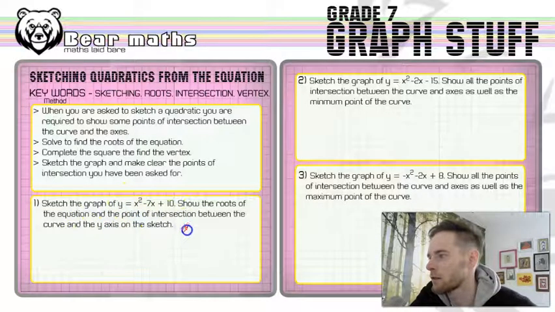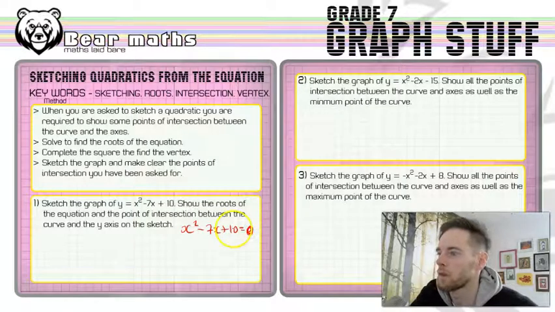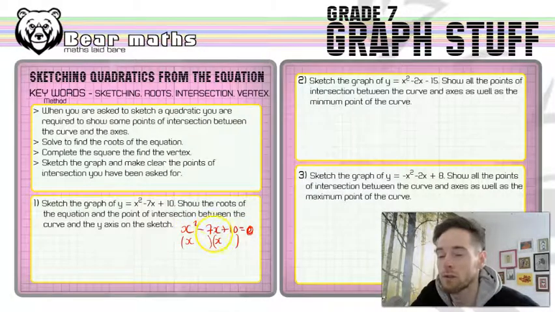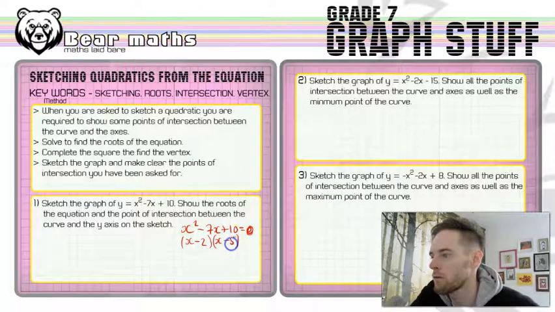Let's write down x squared minus 7x plus 10 equals nothing, because that's what we have to make the equation equal to in order to solve it. And this is just factorizing a quadratic. If you don't know what I'm doing here, go back and watch the Factorizing Quadratics video. Finding the factors of 10 that add to make minus 7: minus 2 and minus 5. That equals 0, so then x would equal 2 and 5.